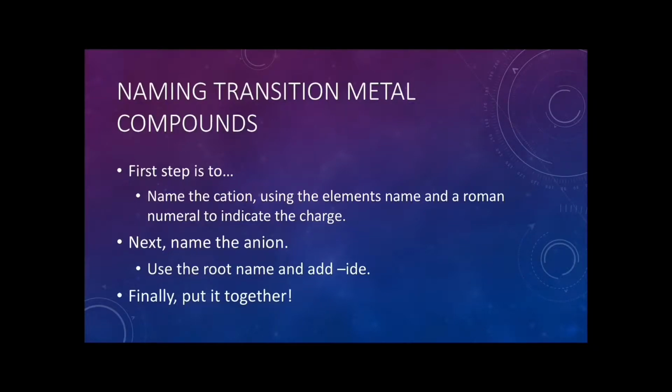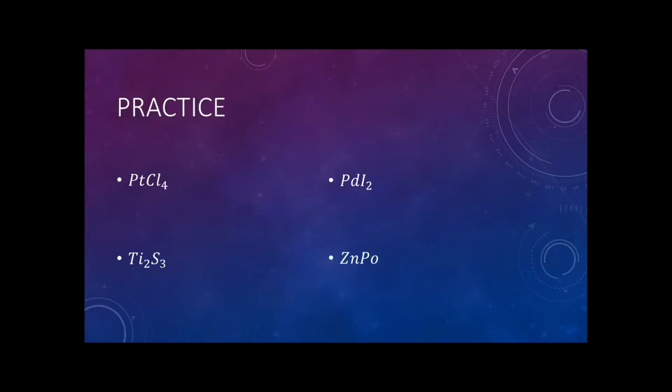There are a couple that can be anions, but at that point in time, it will be indicated which charge it has. So after you name the cation with its Roman numeral, you then are going to name the anion using the root name and adding IDE and put it all together.